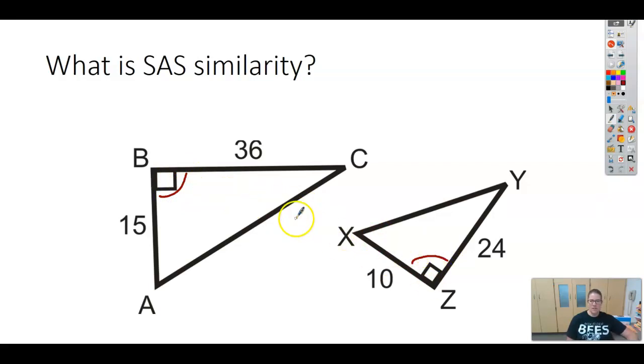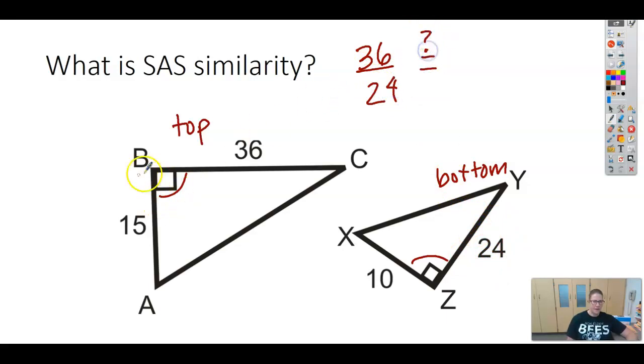So now I just need to check my ratios, similar to what I did on side, side, side. I'm going to take this as my top triangle, and I'm going to take this as my bottom. If you did it the opposite way, it would not matter at all. You'll get different numbers, but as long as they're the same as each other, it won't matter. So I'm going to take the long side on my top triangle and put it over the long side on my bottom triangle, and see if that equals the short side on my top triangle over the short side on my bottom triangle.